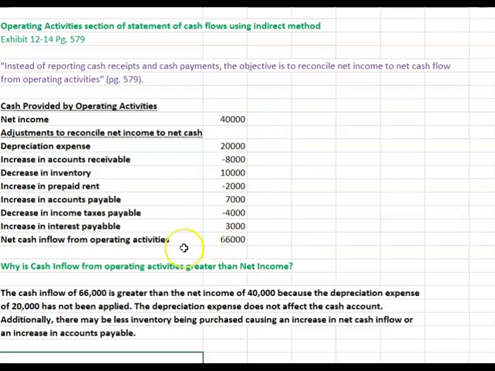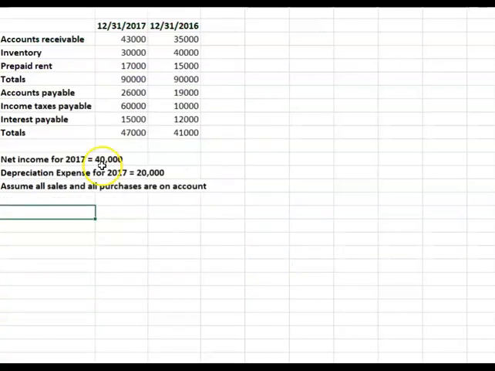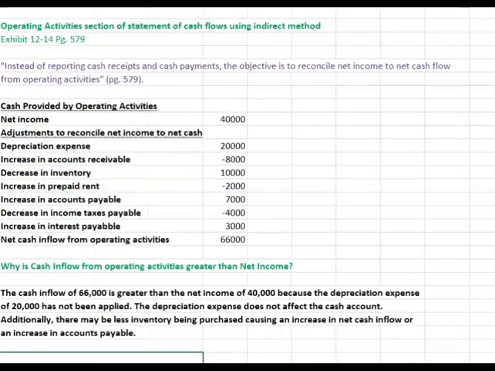The second question that goes directly into this is why is cash inflow from operating activities greater than the net income? And that's because the cash inflow of $66,000 right here is greater than the net income of $40,000 given to us previously. Net income for 2017, $40,000. Because the depreciation expense of $20,000 has not yet been applied to this cash inflow.